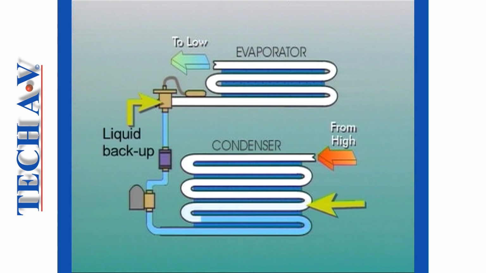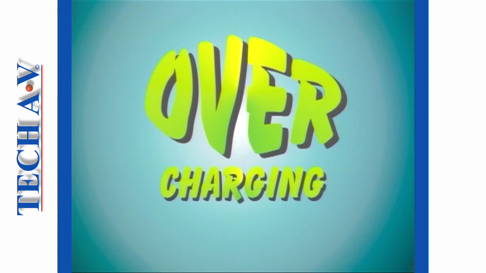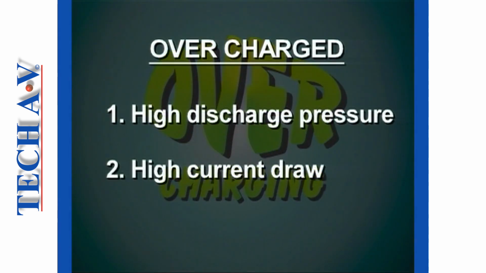As more and more refrigerant condenses, the condenser coils will become increasingly filled with liquid. This effectively reduces the capacity of the condensing area within the coil. However, the compressor simply goes on delivering more vapor than can be condensed in the limited space. The result is a pressure rise in the discharge line. Two clues which point to an overcharged system are excessively high discharge pressure and high current draw by the compressor motor.